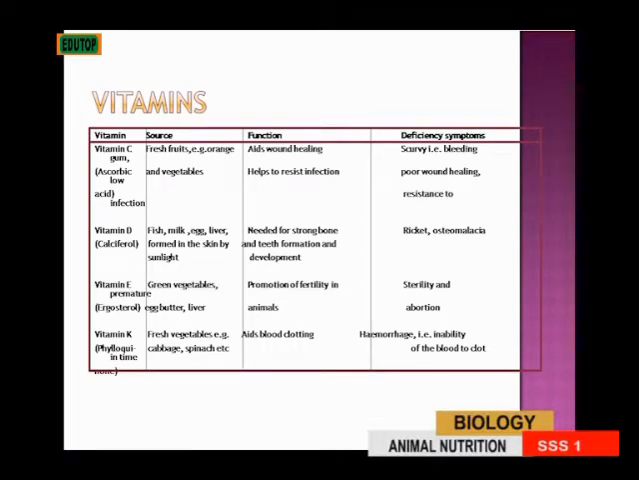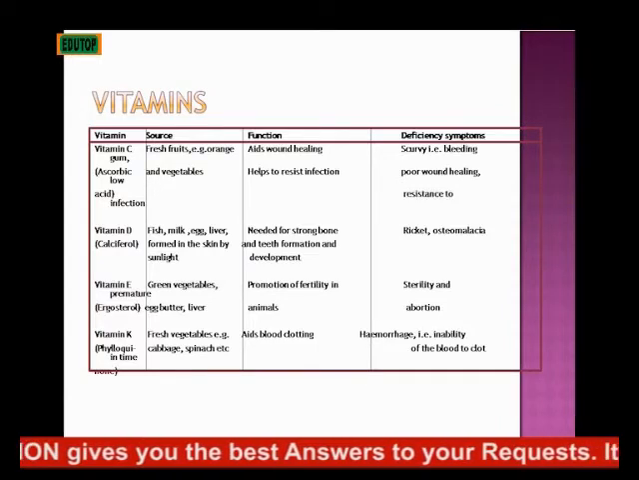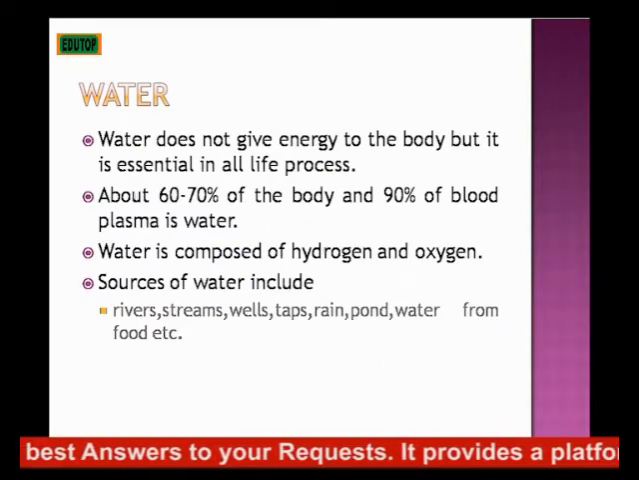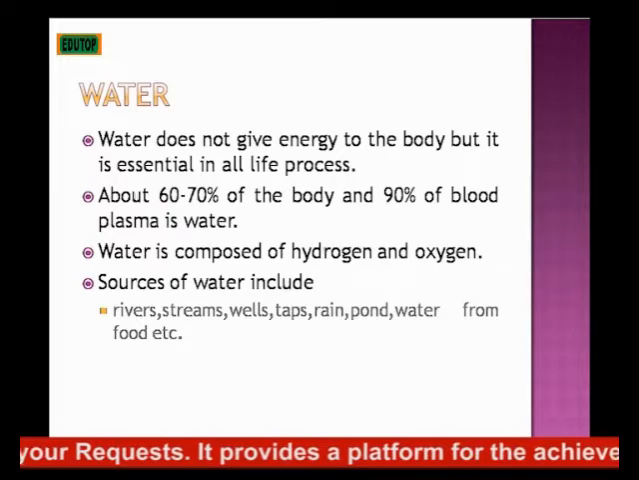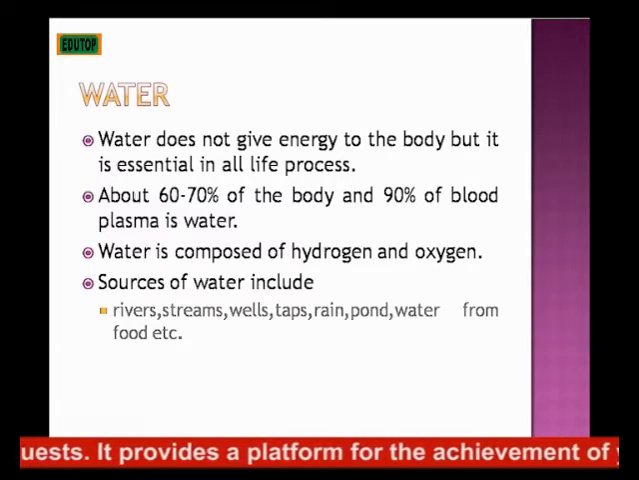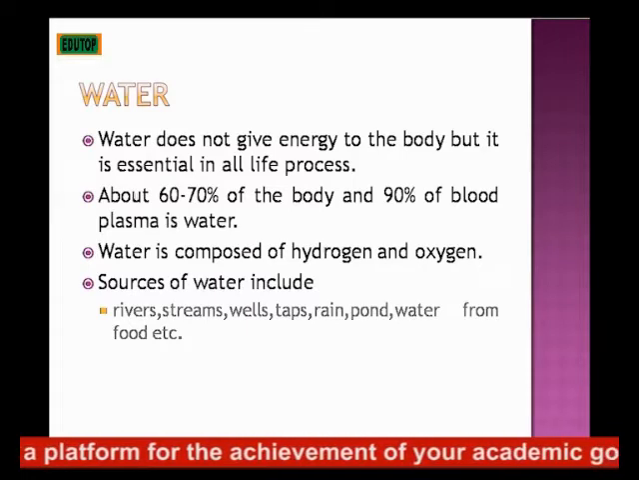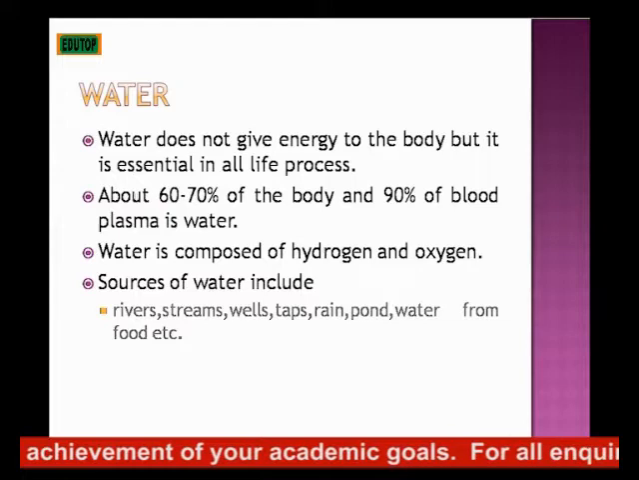So we move on to talk about another class of food called water. Water does not give energy to the body, but is essential in all life processes. About 60 to 70% of the body contains water. Then about 90% of the blood plasma is water. So you see that water is a major component of our body.